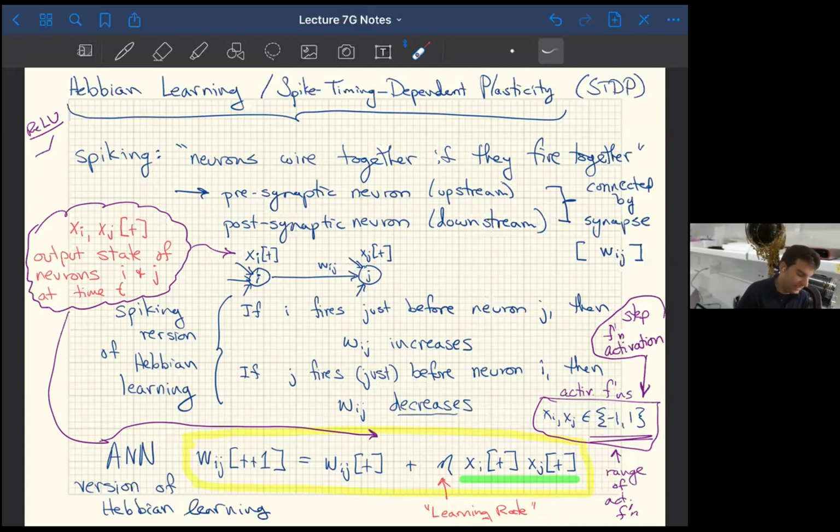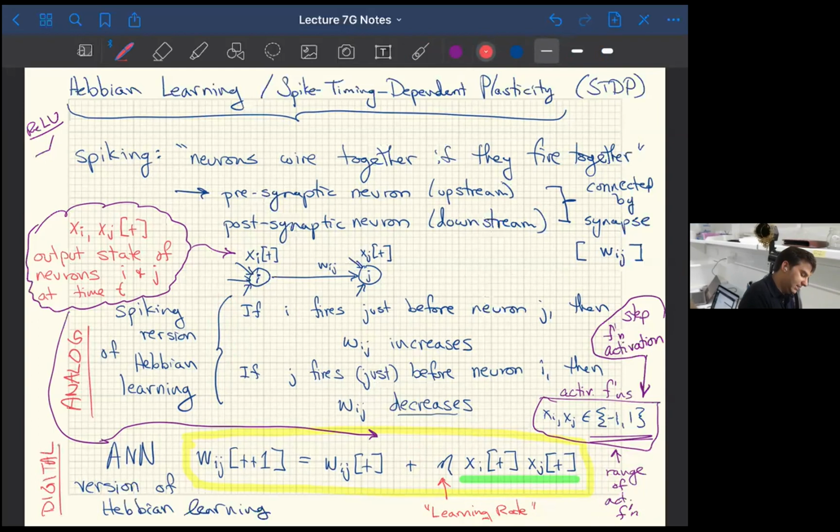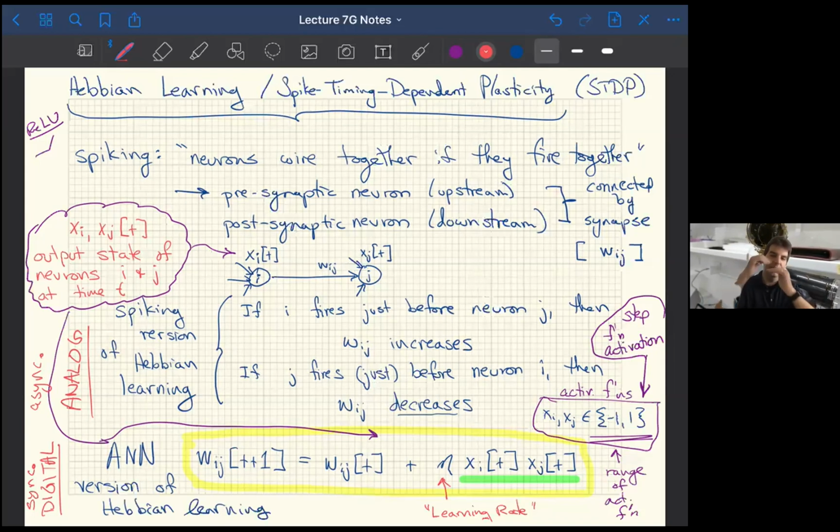So I could view this up here as the analog version, and this as the digital version. Or this is the asynchronous version, and this is the synchronous version. In the asynchronous version, if you fire just before the other one fires, then the weight increases. In the synchronous version, if on the last clock you agree, then you increase the weight. So that's the difference here. It's just an approximation. So any other questions about that?